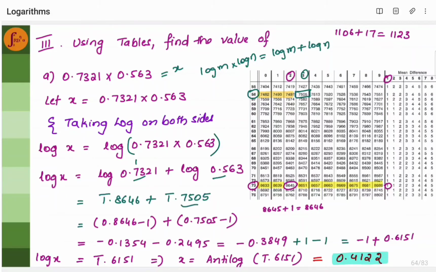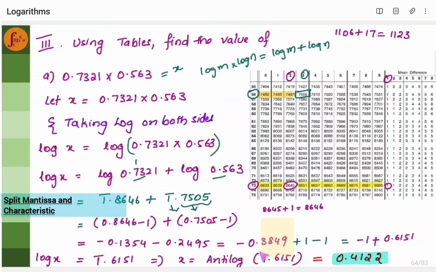Similarly, for this one also we'll find out. Now we have minus 1 here, minus 1 here. This you can write like this: 0.8646 minus 1. We'll split this one basically, as minus 1 and 7505. Right? Now what we'll do, you subtract this, you'll get this value. Subtract this, you'll get this value. So you'll get minus of this entire thing.